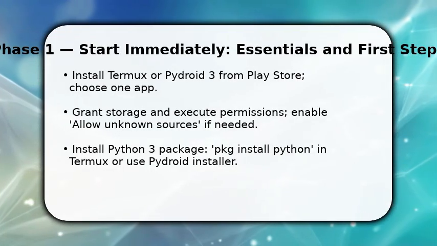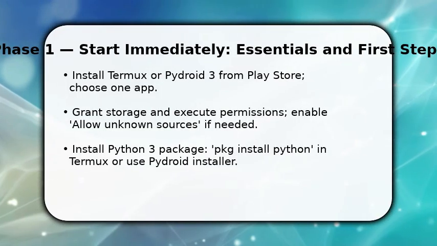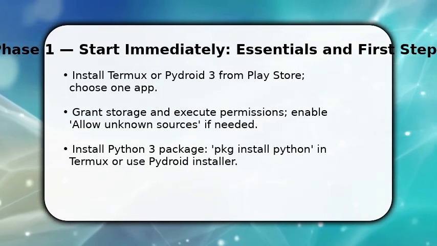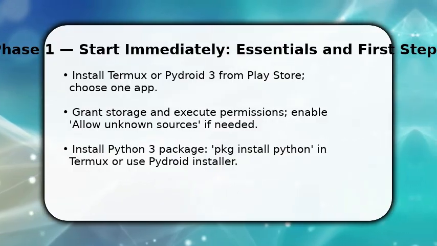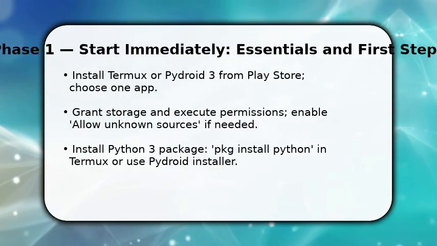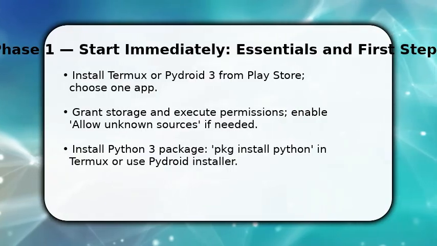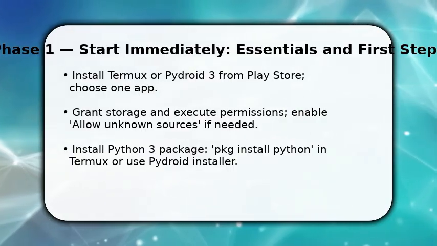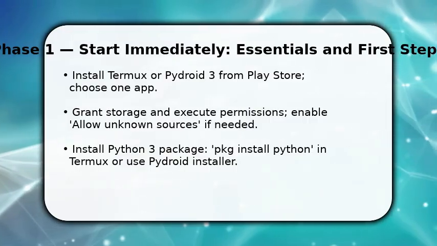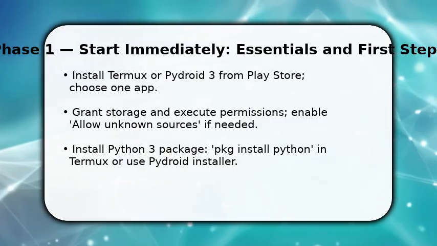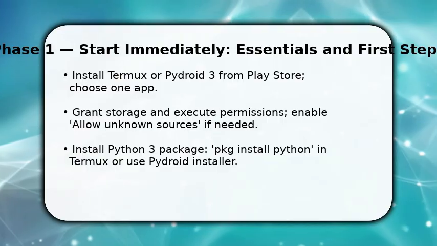You start by getting the environment ready, so install Termux or Pydroid 3 and grant storage and execute permissions right away. Once done, open Termux and run pkg install python, or follow Pydroid's in-app installer. This gives you Python 3 on device. Make sure to update packages first, because older tools break scripts. Use pkg update and pkg upgrade.